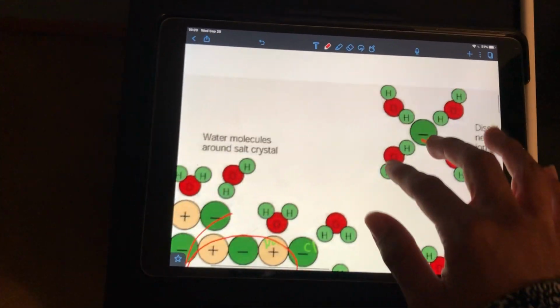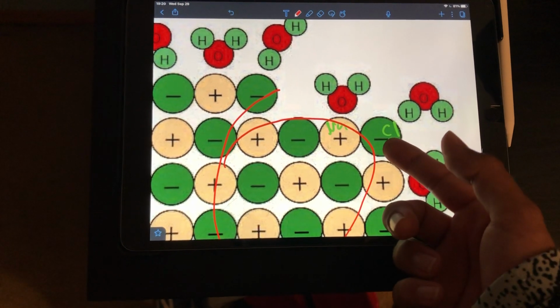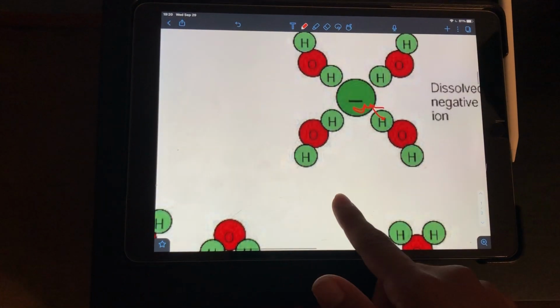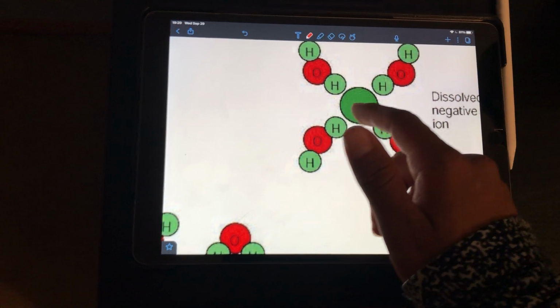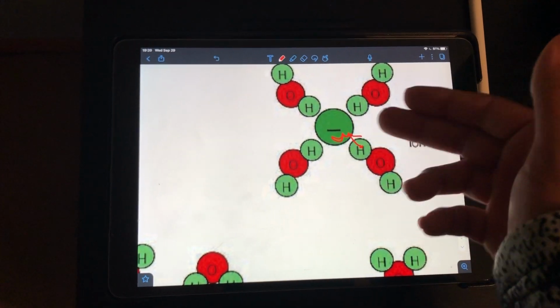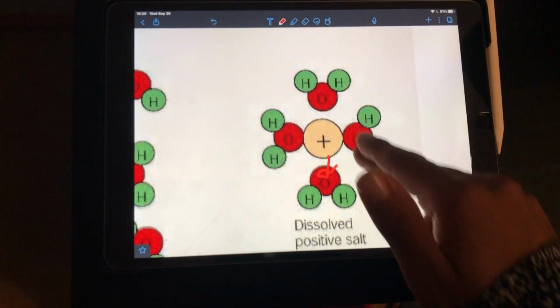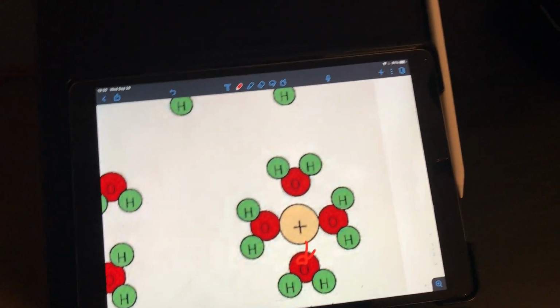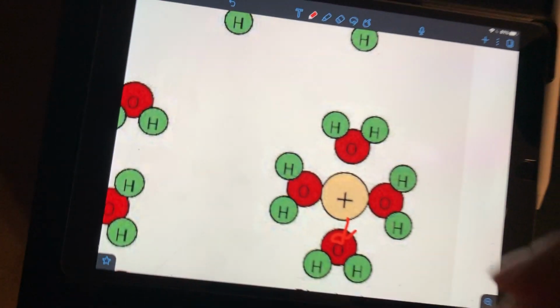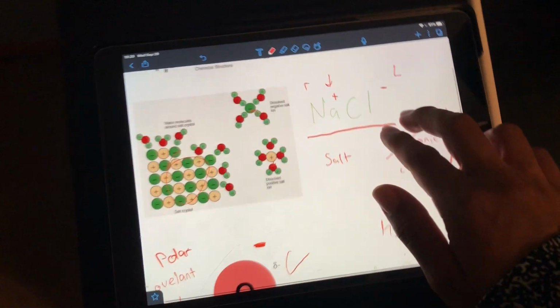And here's a picture. Again, sodium's going to be more positive and chlorine's going to be more negative. So hydrogens are going to attract to the chloride, since hydrogen is positive and chlorine is negative. And oxygens are going to attract more to the sodium, since sodium tends to be more positive and oxygen tends to be more negative.